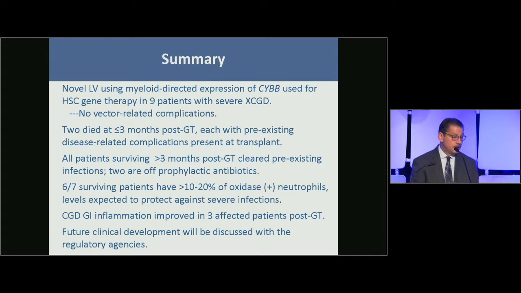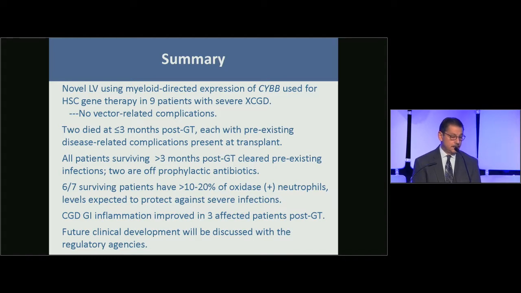And so then in summary, we report on a novel lentiviral vector using myeloid-directed expression of the CYBB gene for HSC gene therapy in 9 patients with severe X-CGD. And as I said, there were no vector-related complications. 2 of the subjects died less than 3 months post-transplant from pre-existing disease-related complications that were present at the time of transplant. But all the patients surviving more than 3 months post-gene therapy cleared pre-existing infections, and 2 of them are off all prophylactic antibiotics at the present time. 6 of the 7 surviving patients have oxidase levels of 10 to 20% or higher, expected to protect against severe infections.